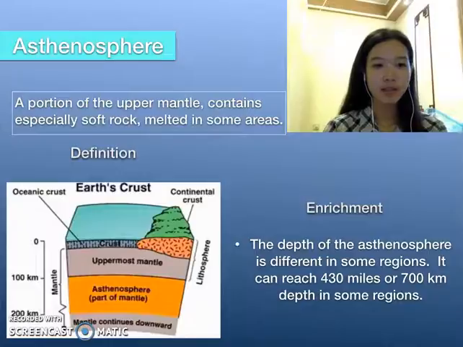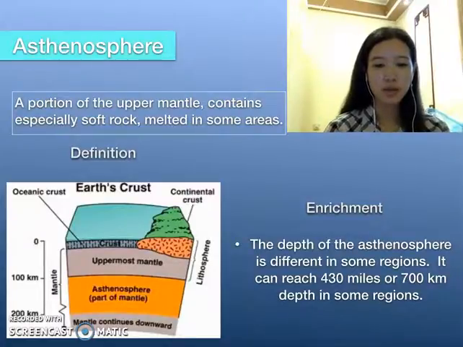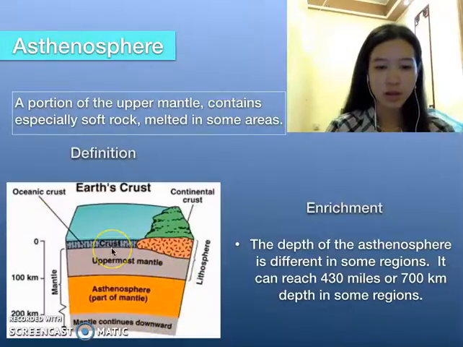Okay, so now let's move on to the asthenosphere. The asthenosphere is a portion of the upper mantle, contains especially soft rock, melted in some areas. So the diagram here, you can see that the mantle is here and the asthenosphere is here. So it locates on the upper mantle and it's underneath the lithosphere.